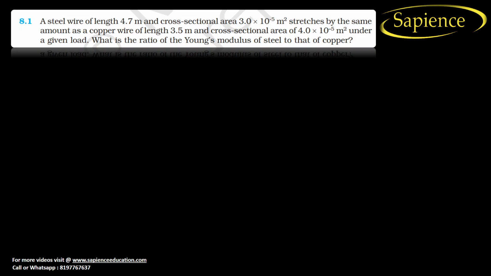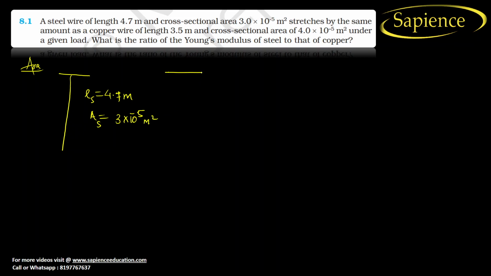In this question, question number 8.1, a steel wire of length 4.7 meter and cross-sectional area 3 into 10 to the power minus 5 meter square is there. So let us consider there is a steel wire and it has a length equal to 4.7 meter, and the area of cross section A for the steel is equal to 3 into 10 to the minus 5 meter square.